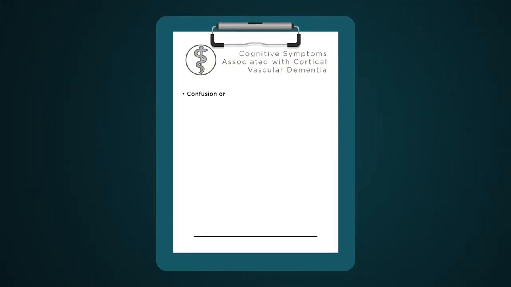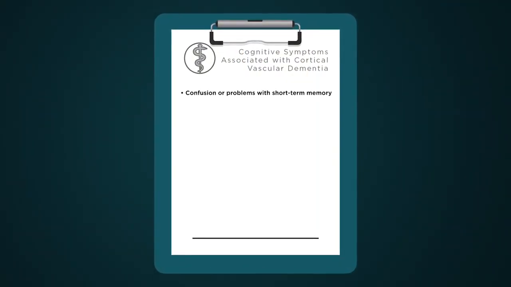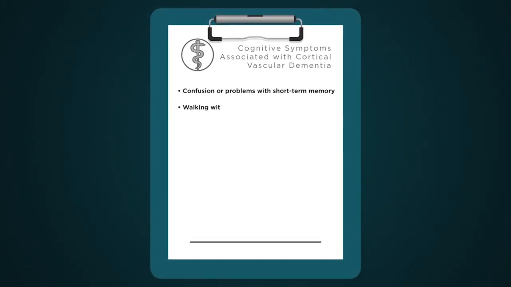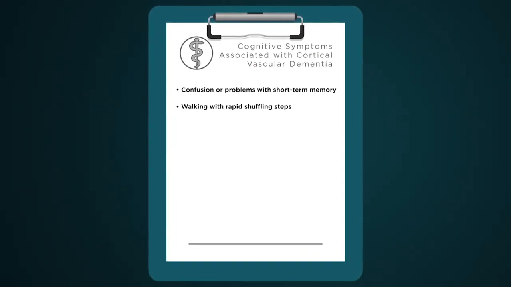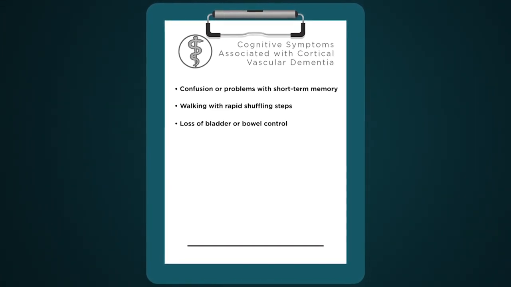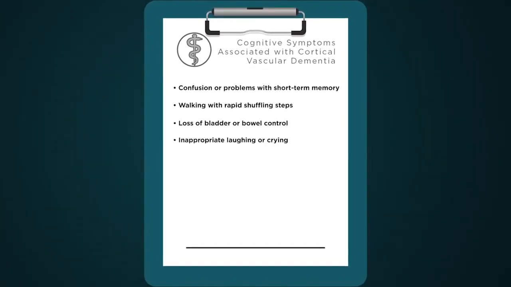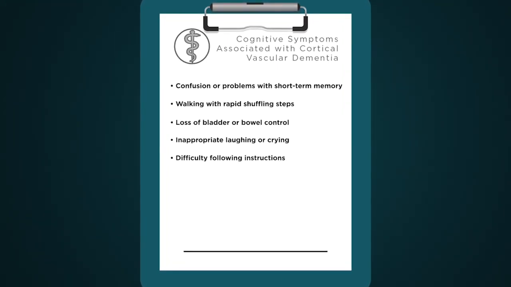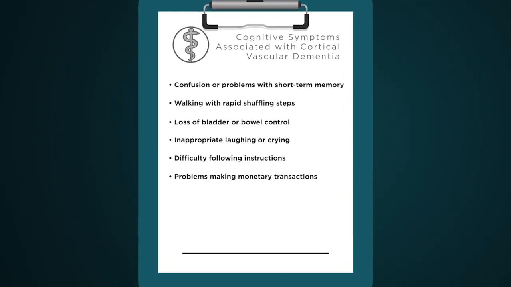Cognitive symptoms associated with cortical vascular dementia will vary depending on the specific brain areas affected. Some more common symptoms include confusion or problems with short-term memory, getting lost in familiar places, walking with rapid shuffling steps, loss of bladder or bowel control, inappropriate laughing or crying, difficulty following instructions, and problems making monetary transactions.